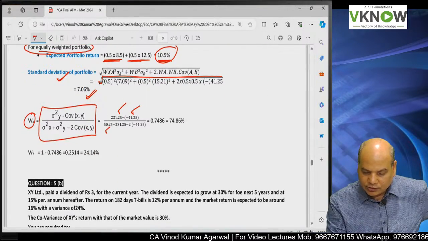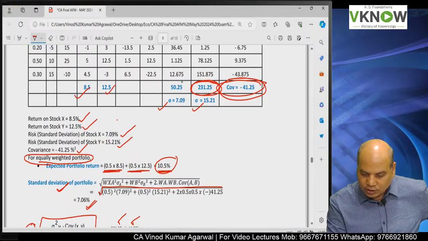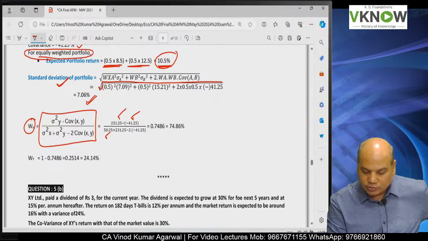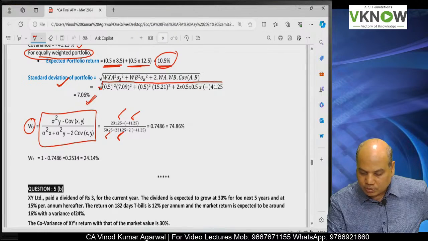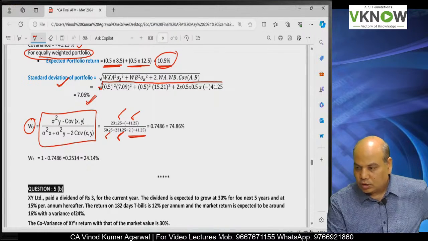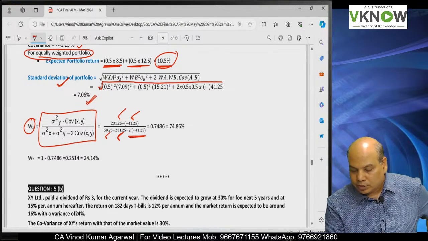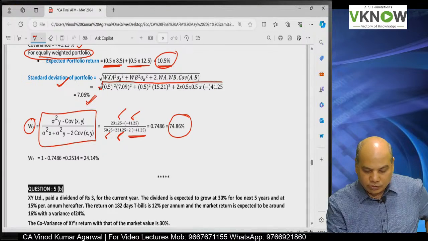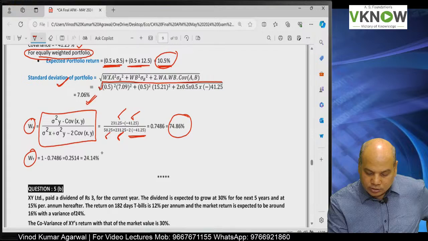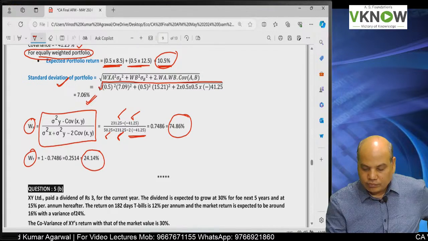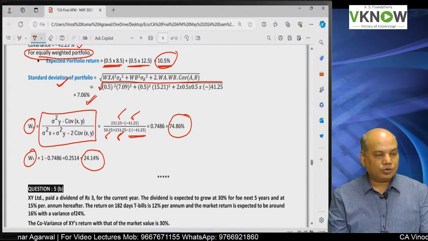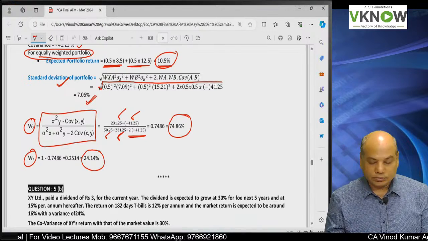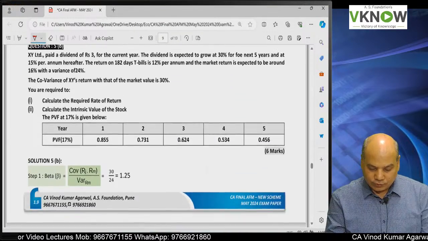This is sigma X square. You can directly take 50.25 or you can take square of standard deviation. This is sigma Y square minus 2 into minus 41.25. When you do the calculation, you should get 74.86%, and weight of Y will be balancing figure 24.14%. Please check the answer. Is it right? If it is right, let us go to 5B.